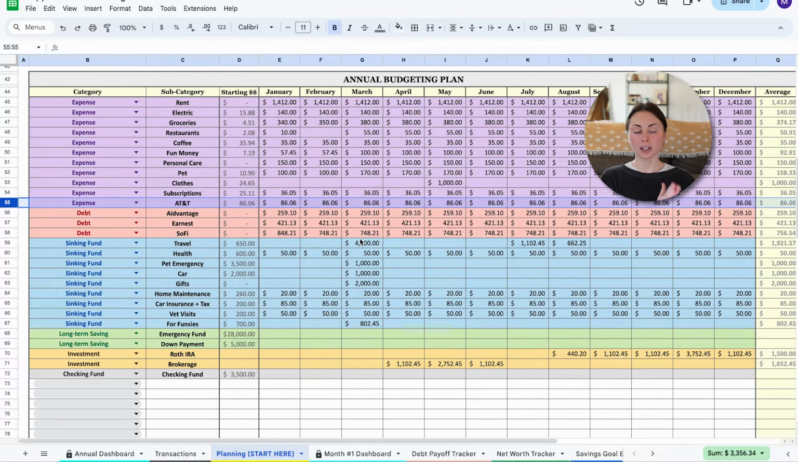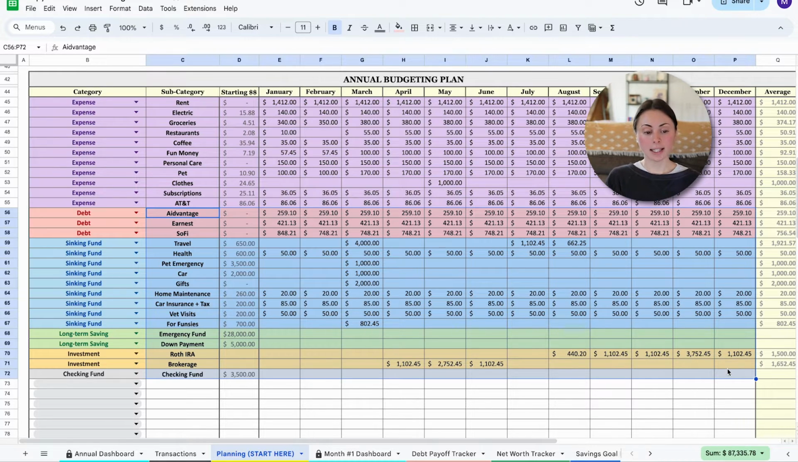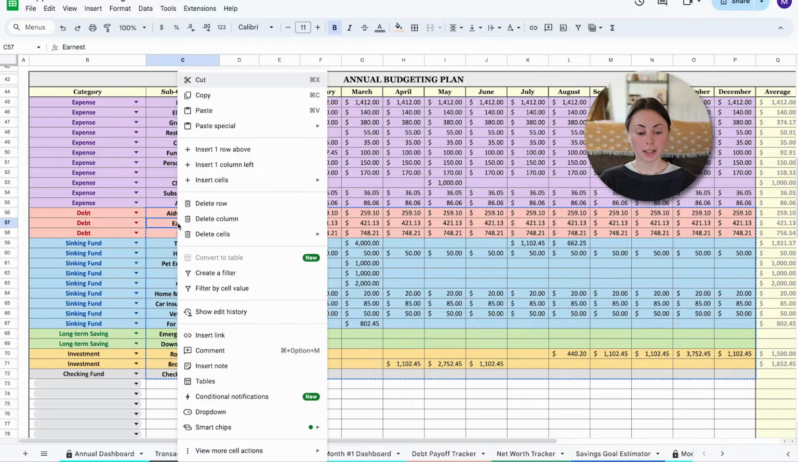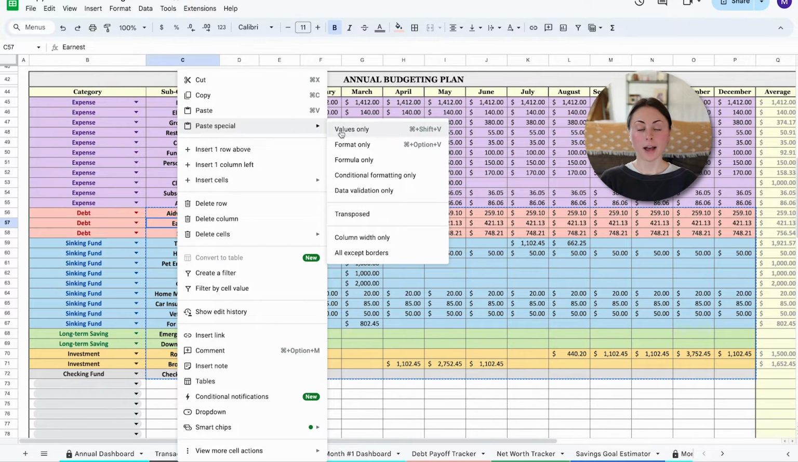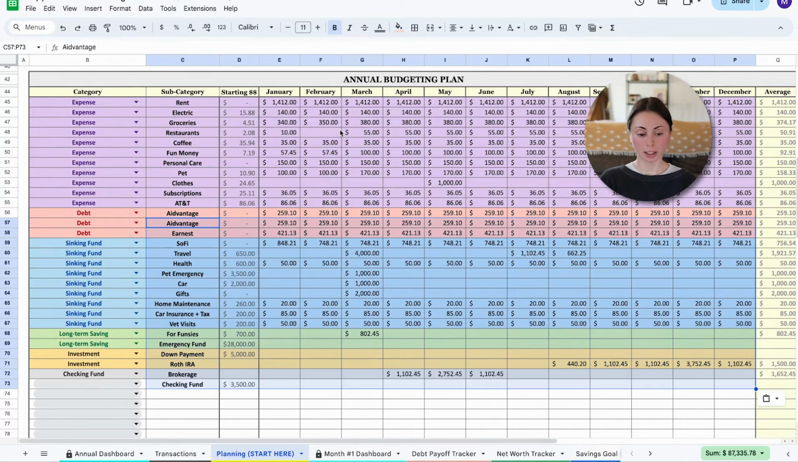Now, I do want to give a little heads up. You can update your annual budgeting plan. For example, if you forgot an expense and you want to add an expense in the expense section, you can do that. The only issue is Google Sheets formulas do not like copy paste. So if you want to add an expense here, I'm going to show you how to do it without messing up the formulas. You'll copy everything except the category section. So you'll copy, you'll hit right click, paste special, values only, and this is important. So it shifts everything down one.